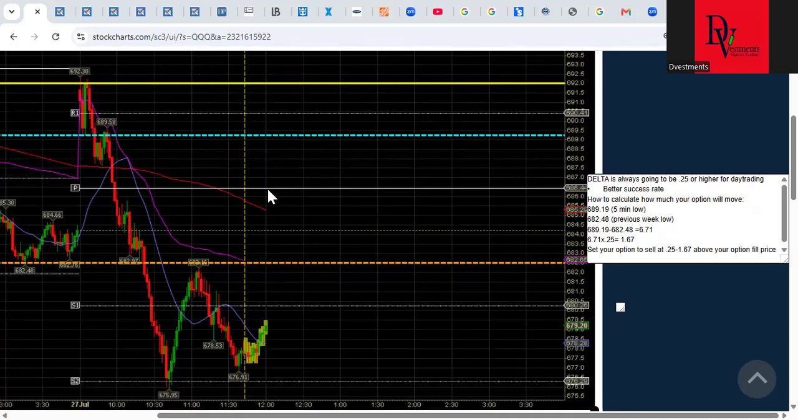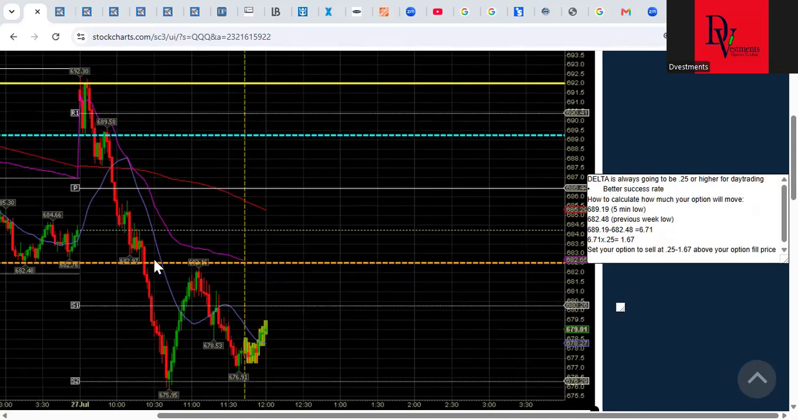My price target was my 5-minute low because that was my entry. So 689.19, that was my entry. And this orange line here was last week's low. Last week's low was 682.48. So that was my price target. Once I got in here, I was looking for price to come down to this 682.48. If it didn't hit it, I was expecting it to come close to it.